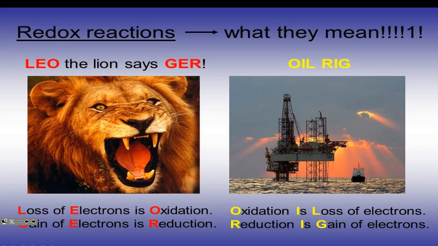Okay. So, easy way to remember it. Leo the lion says GER. Loss of electrons is oxidation. GER, gain of electrons is reduction. Or you can do OIL RIG. Oxidation is loss, reduction is gain. However you want to remember it, this is just a tool to help you remember which one's which. Okay?